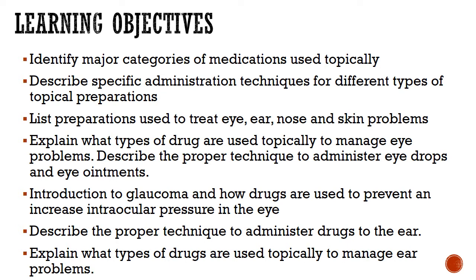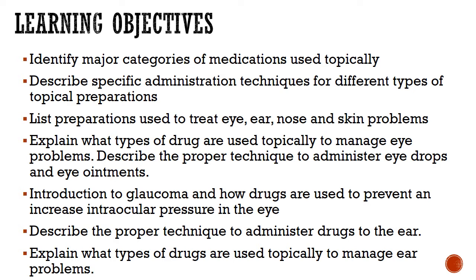Learning objectives from these 2 chapters combined is just to identify major categories of medications used topically. We're going to describe specific administration techniques for different types of topical preparations. We're going to list preparations used to treat eyes, ears, nose, and skin problems. We're going to explain what types of drugs are used topically to manage eye problems, describe the proper technique to administer eye drops and eye ointments.